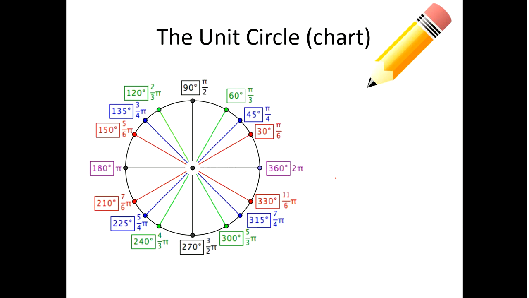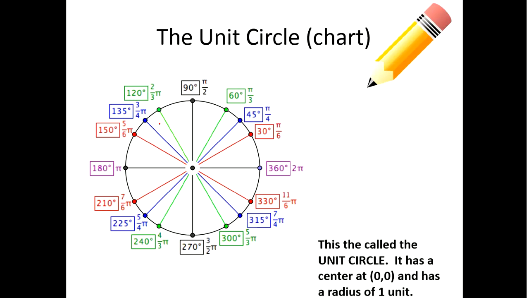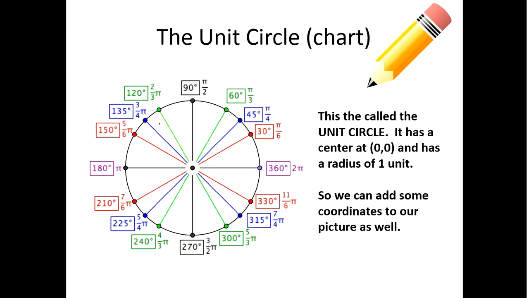So go ahead and grab out that little unit circle chart, and you're going to want to write all of the radians right here around the edges. You're going to want to write those on your unit circle chart. So go ahead and pause so you can do that quick. Welcome back. So this is called a unit circle.